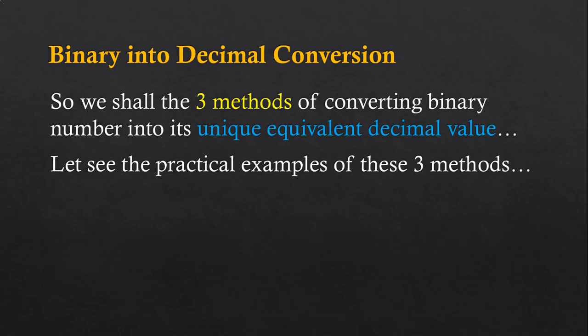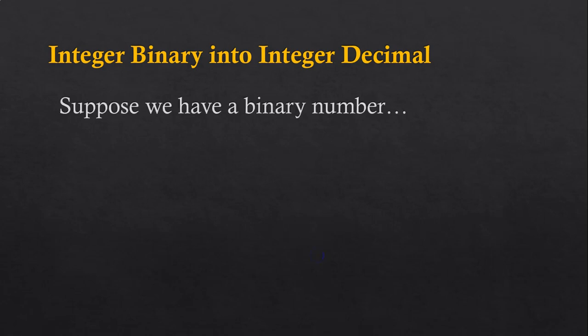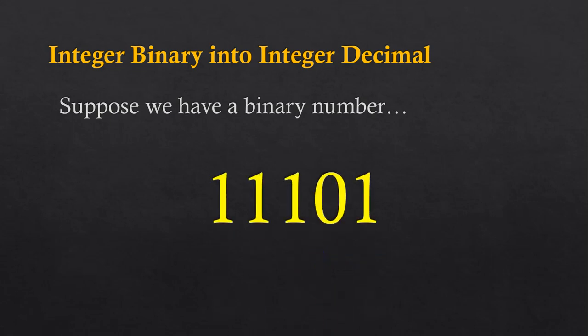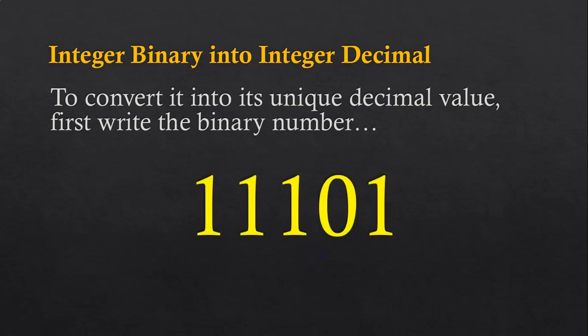Let us see the practical examples. Integer binary into integer decimal. Here we shall convert the given integer binary number into its unique equivalent integer decimal value. Remember, every binary number has a unique equivalent decimal value. Suppose we have a binary number 11101. To convert it into its unique equivalent decimal value, first write the binary number like this, 11101.